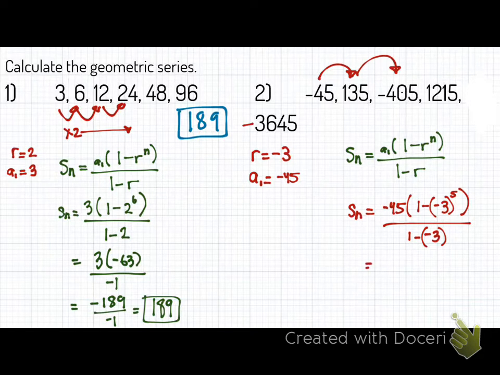So we're going to start simplifying it, right? And I know that 1 minus a negative 243 is positive 244, right? Did you all get that? Yes? And then 1 minus a negative 3 is? What is it, everyone? I can hear your brains working. No, it's positive 4. Okay, good.